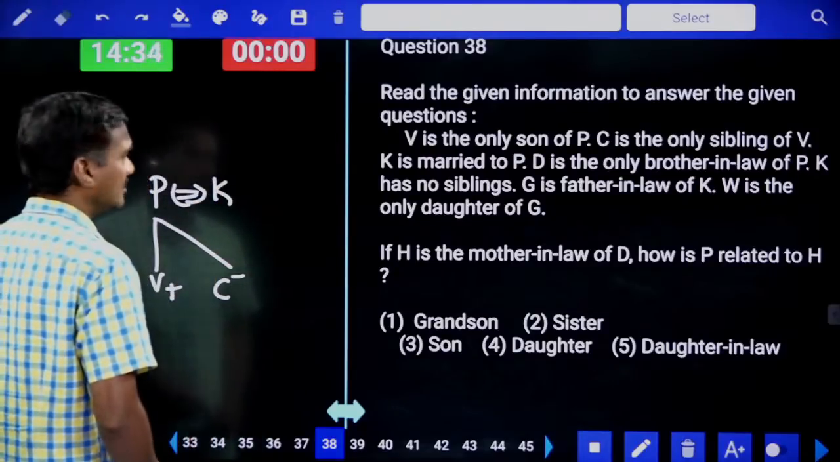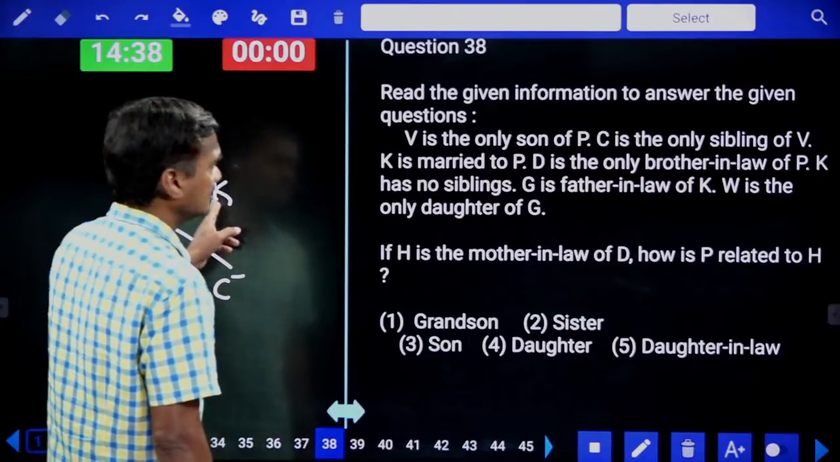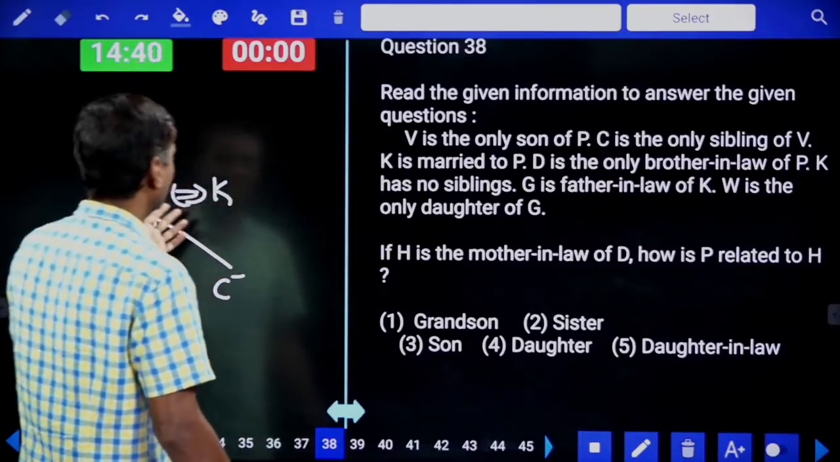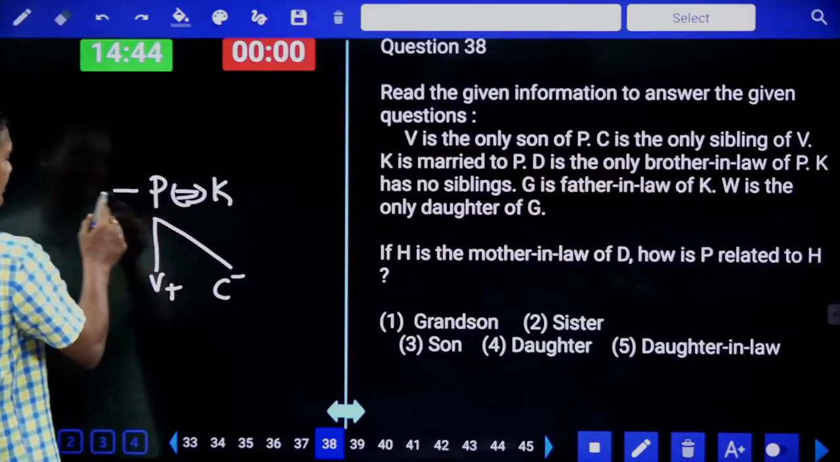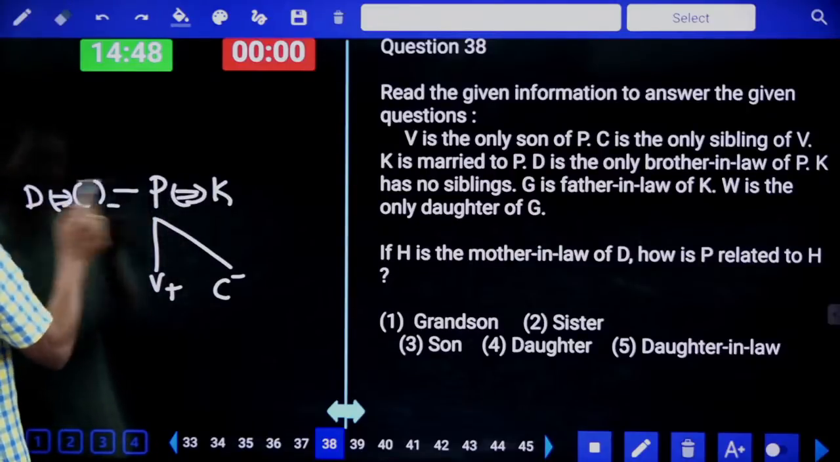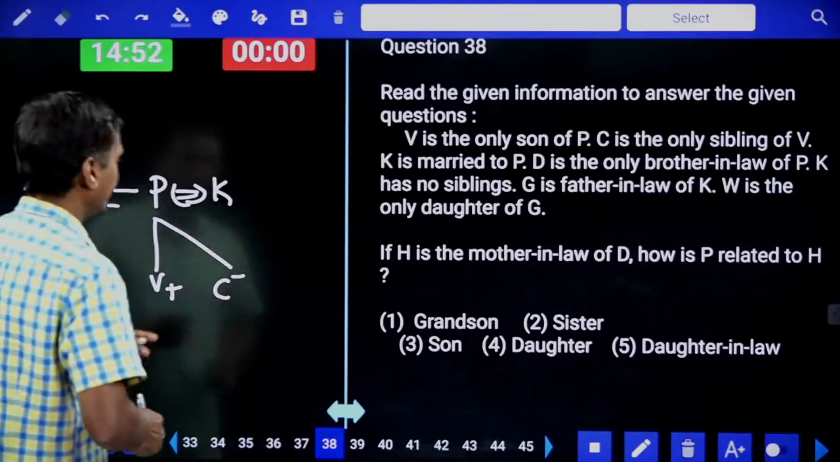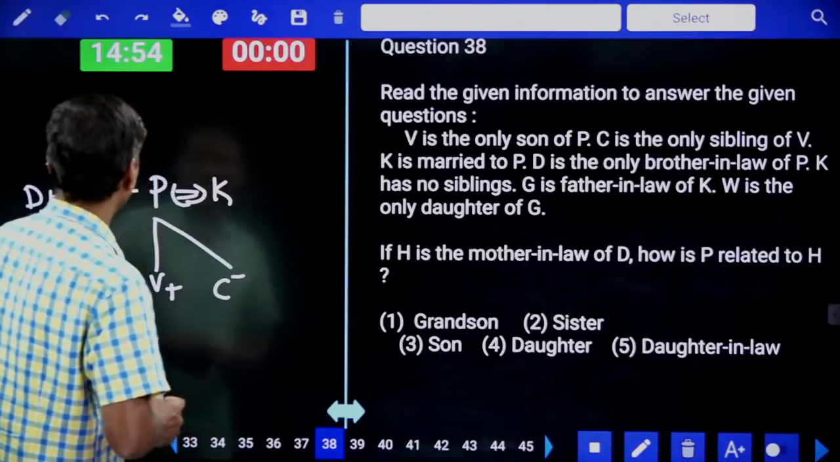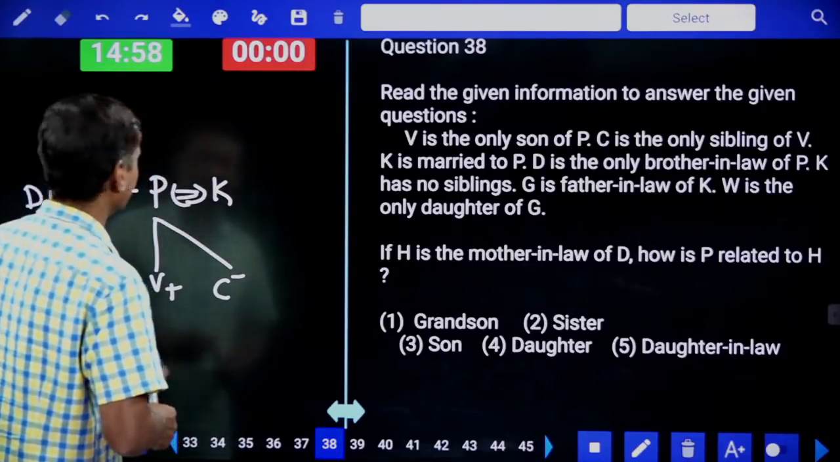As D is the only brother-in-law of P, that means either P's spouse's brother, or K has no siblings. As K has no siblings, this person's brother-in-law means this person's sister's husband. Isn't it? That is it. Because this person K does not have any siblings, and D is the only brother-in-law of P, that means P's sister's husband is D. K has no siblings.